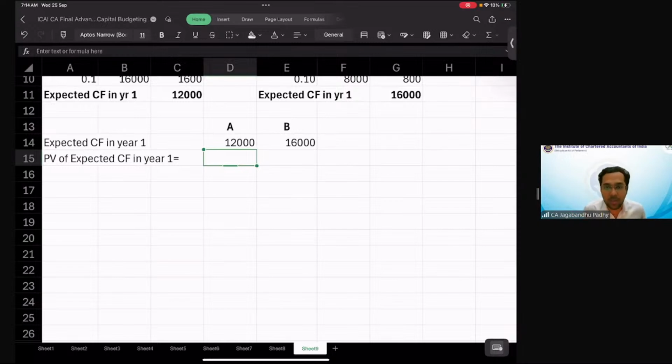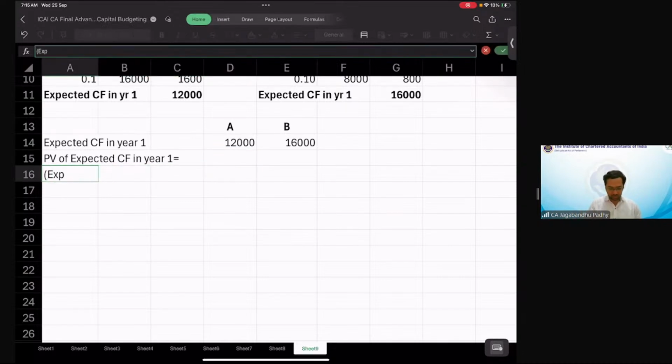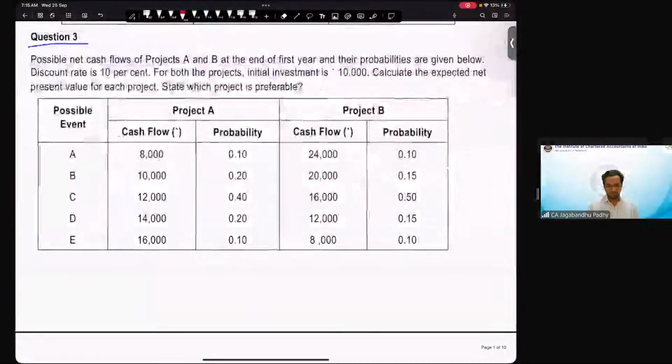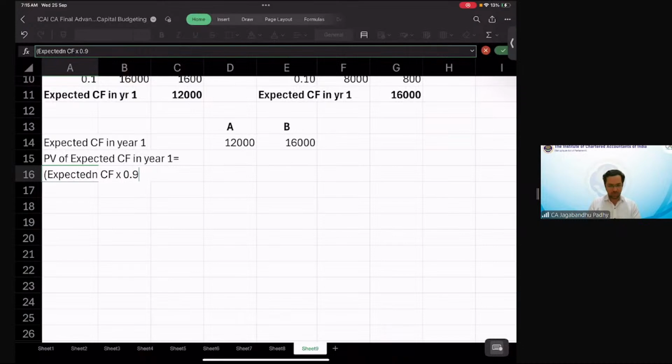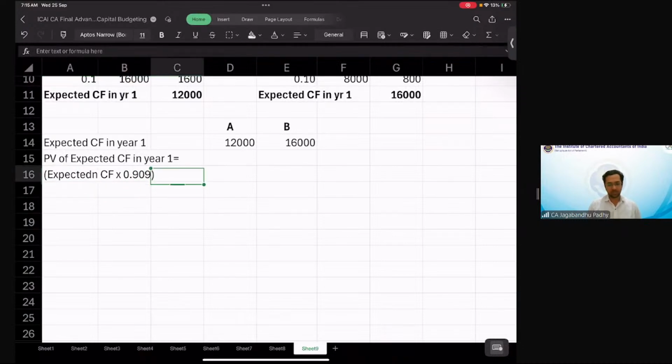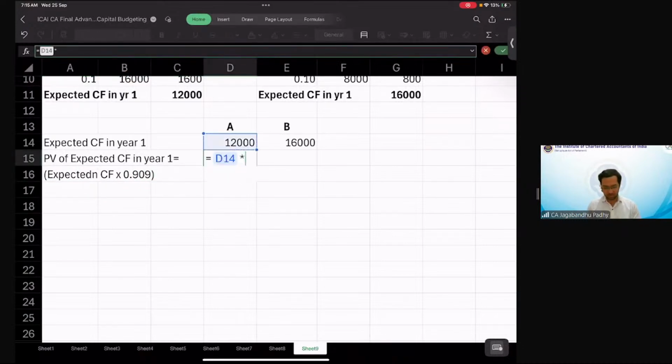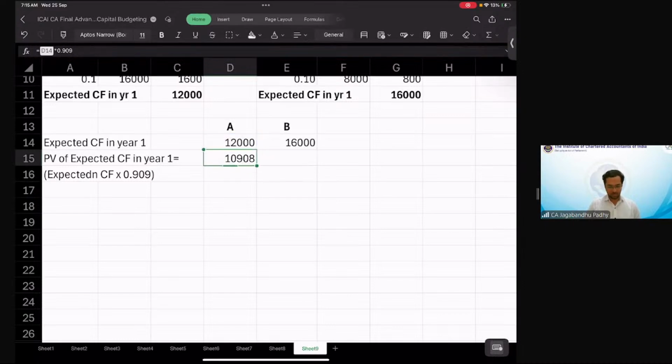What's the rate of discounting given here, guys? The rate of discounting is 10%. So I'm going to discount this 12,000 and 16,000 using 10%. This is going to be simply expected cash flow multiplied by the discounting rate. At 10%, for 1 year, it should be 0.909. Right? So PV factor 0.909. Multiplied by 0.909, we get the present value of expected cash flows in year one.